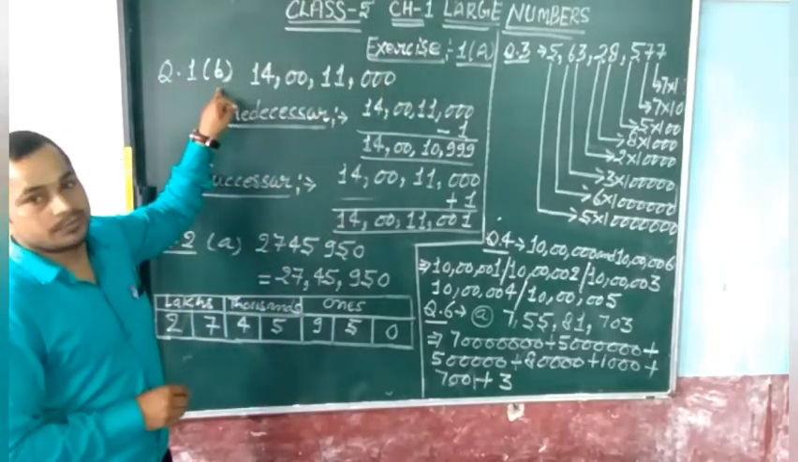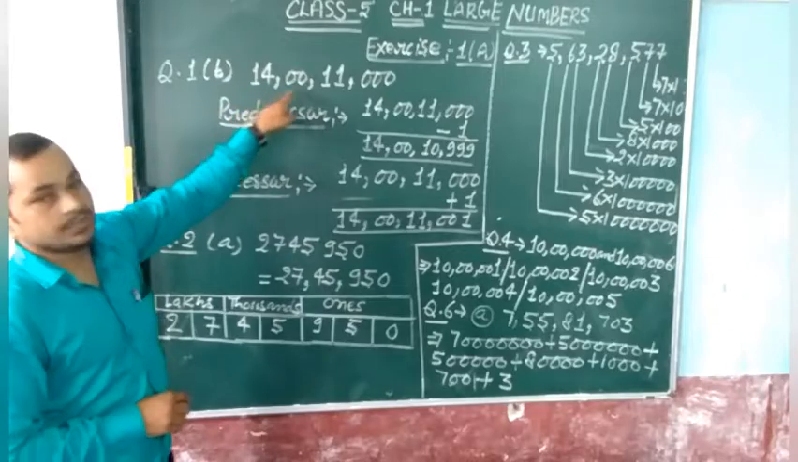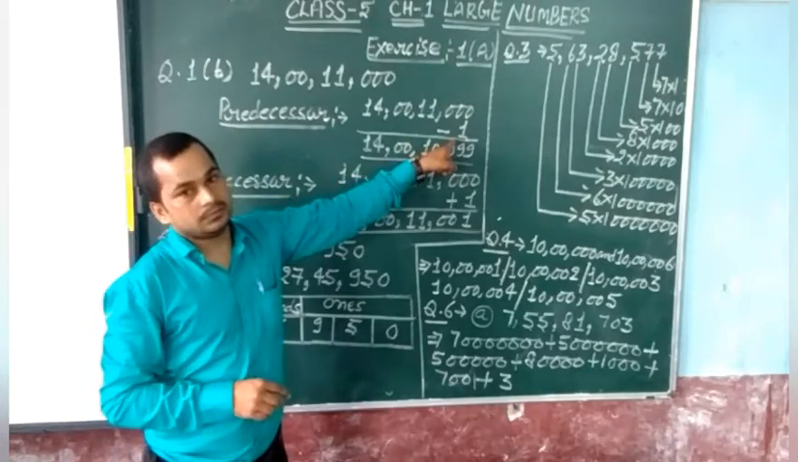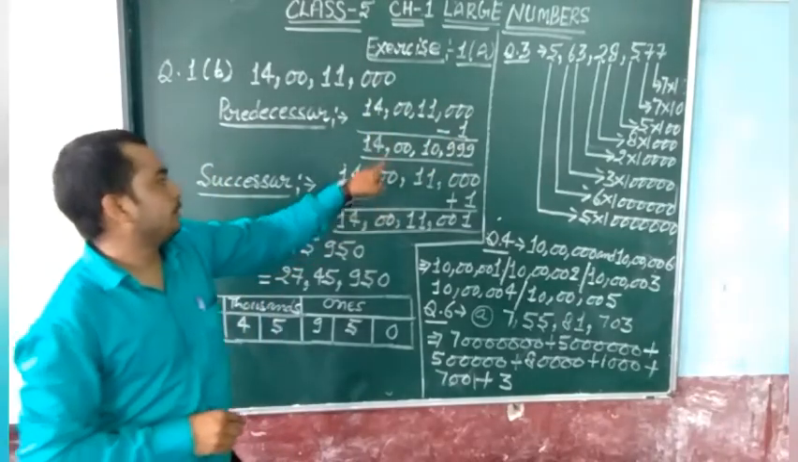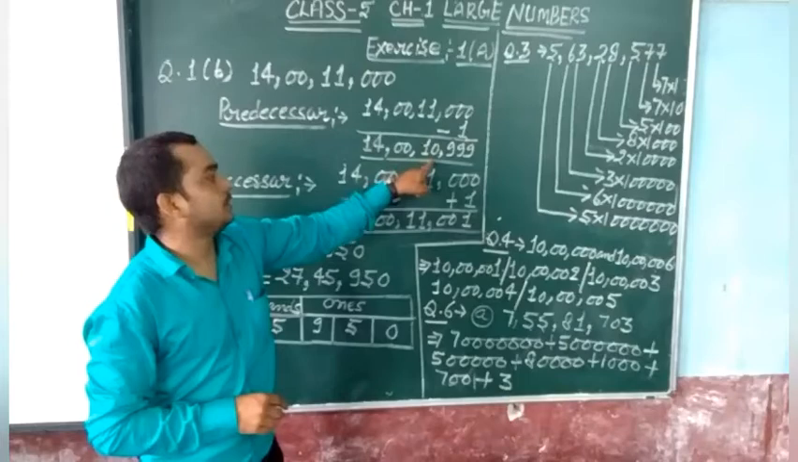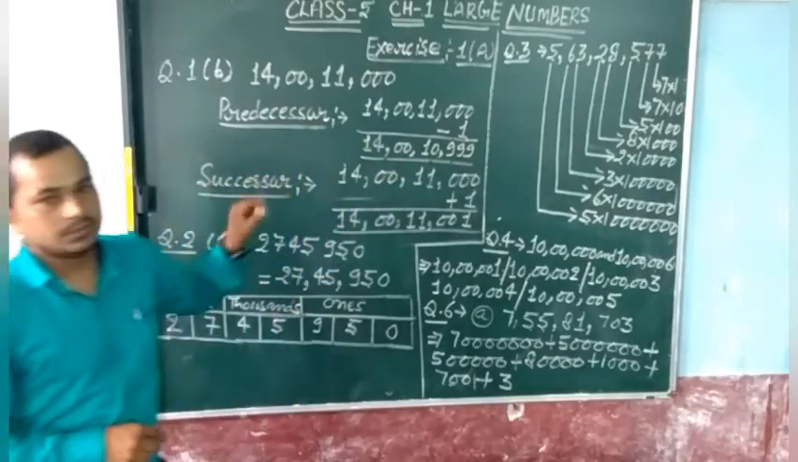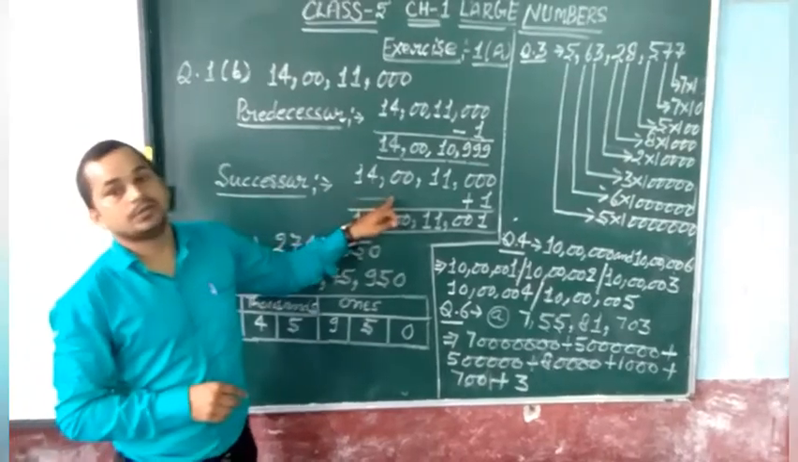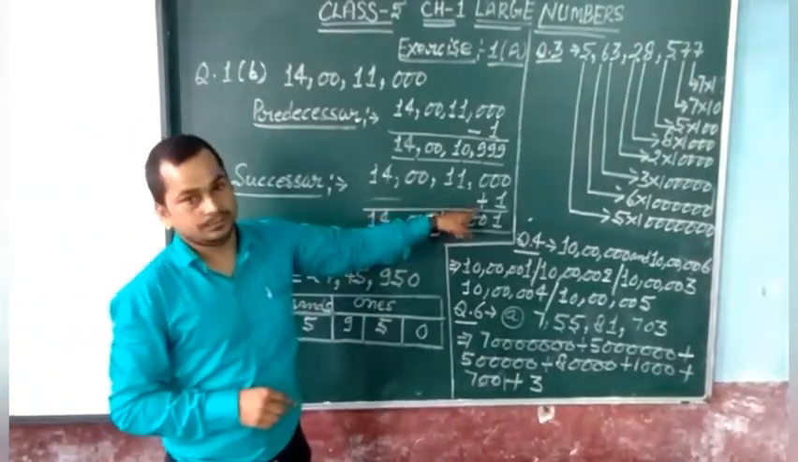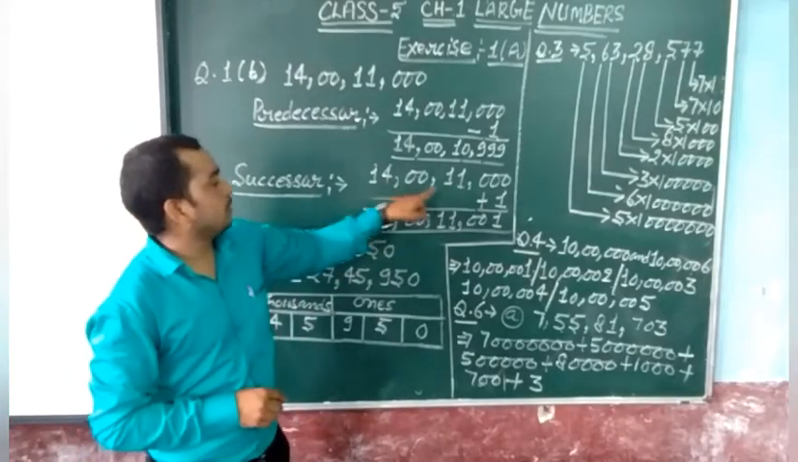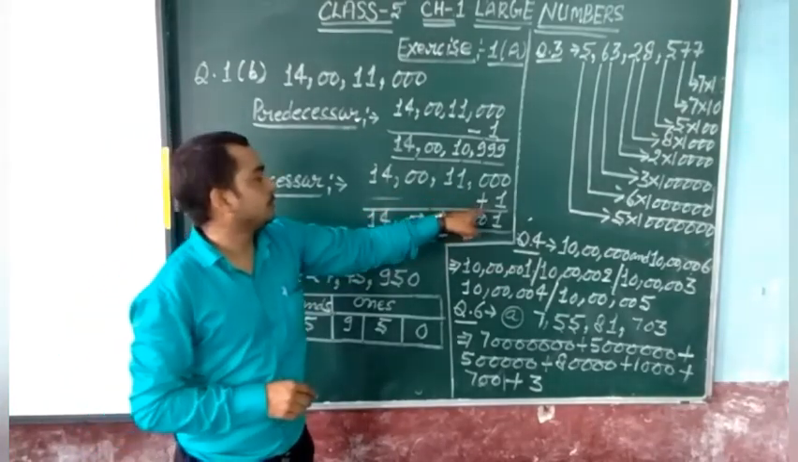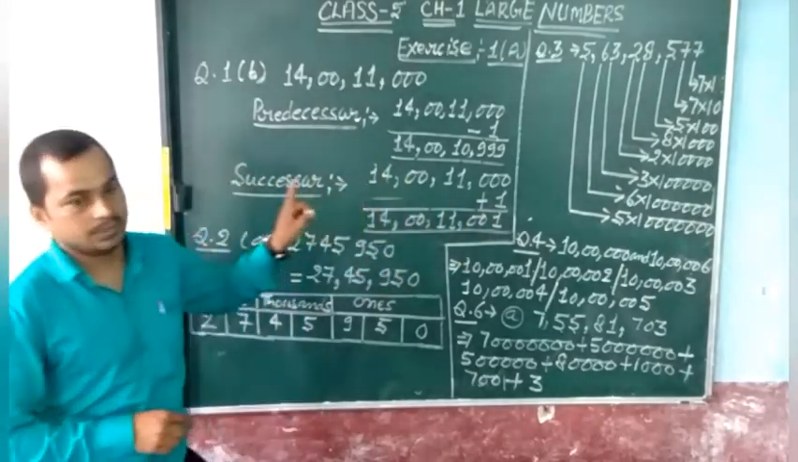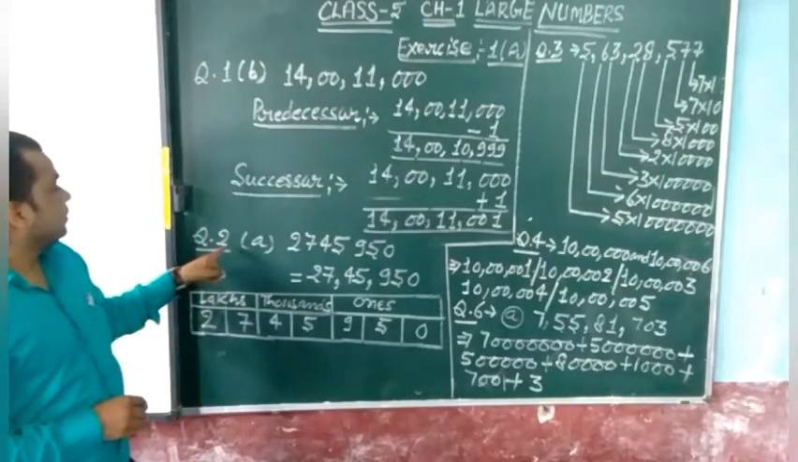Question 1 part B. The number is given. Whenever we find the predecessor, we subtract 1 from the given number. So we get 14,10,999. Same for the successor: the next number, so we add 1. We have 14,11,000, so we add 1 and we get 14,11,001. Clear?